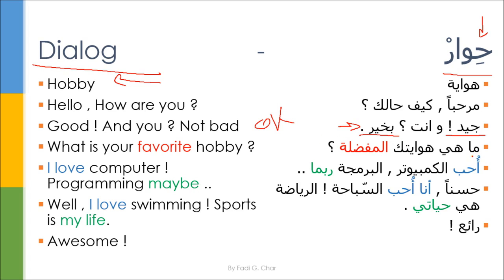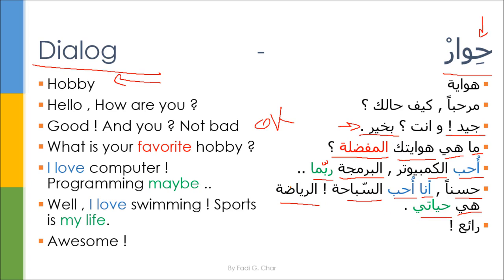ما هي هوايتك المفضلة. So ما هي هوايتك المفضلة. أحب الكمبيوتر, which is the same as in English, a computer. البرمجة ربما. Say here, there's something like that here. ربما. حسنا أنا أحب السباحة. الرياضة هي حياتي.